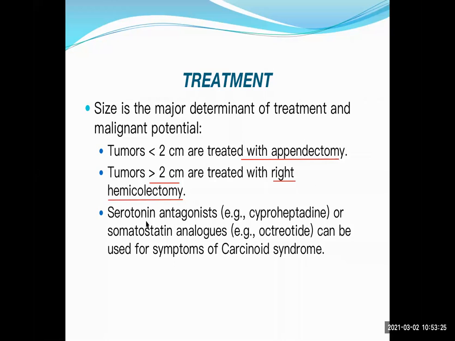We need to use some serotonin antagonist, like cyproheptadine, or somatostatin analog like octreotide. They can be used for the symptoms of carcinoid syndrome or to control them. The cyproheptadine is considered an antihistamine drug also, but it can act as a serotonin antagonist as well.